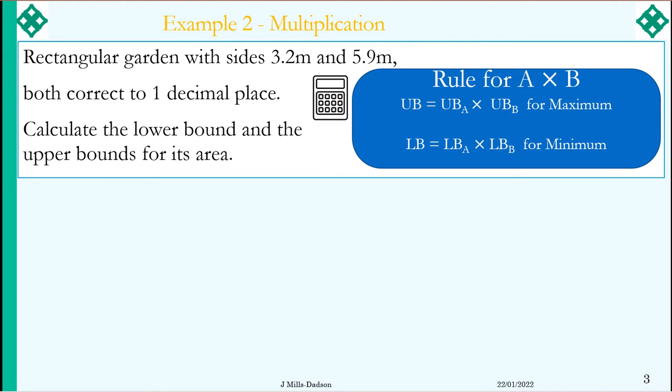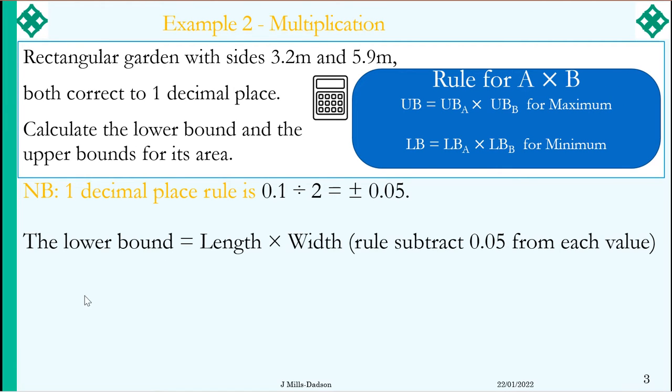Multiplication works the same way as addition. You take the biggest of each for the maximum product, and you take the smallest of each for the smallest product. Here we have a rectangle with dimensions 3.2 meters by 5.9 meters, all correct to 1 decimal place, and we want to find the smallest possible area and the largest possible area. The clue here is 1 decimal place, which is 0.1 divided by 2, so our rule will be plus or minus 0.05.